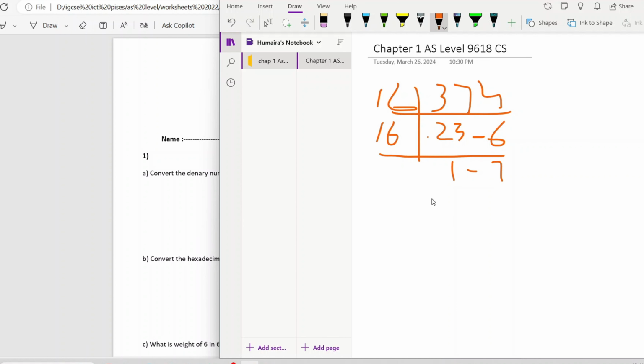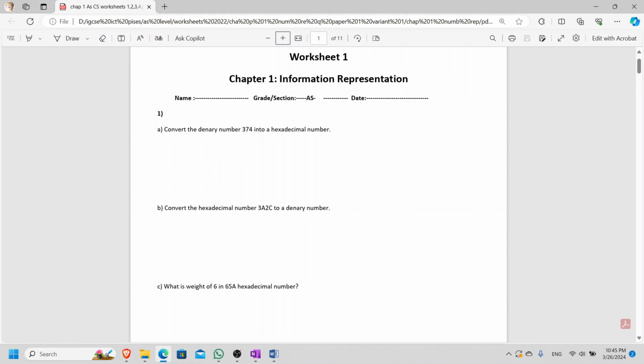Okay, so my answer for this question is 1, 7 and 6, and I will write it in brackets and write 16 here. Why this 16? It is representing the hexadecimal number. Okay, now let's solve part B. In part B, you have to convert the hexadecimal number into the denary number. So this is the opposite question of part A, right?